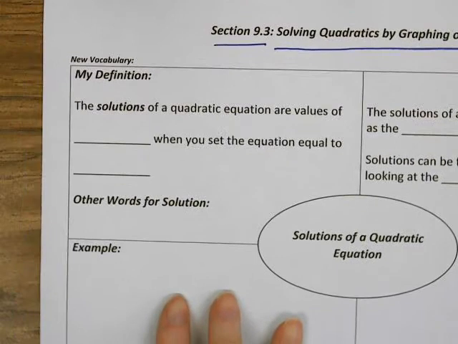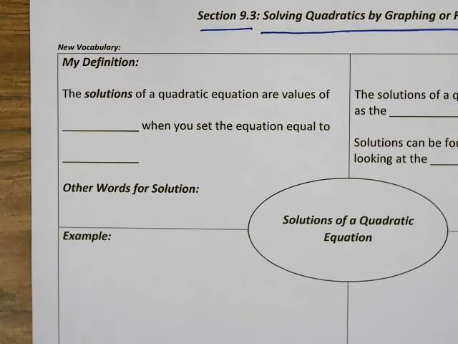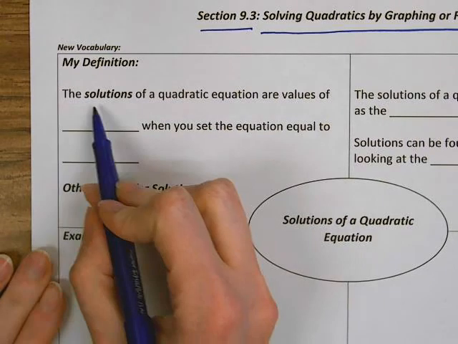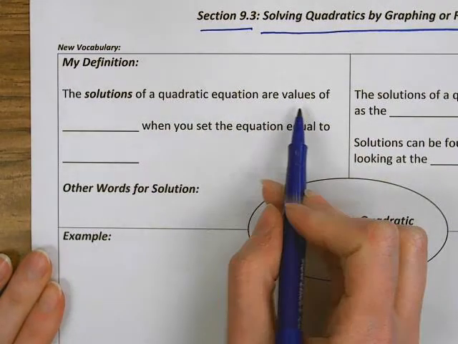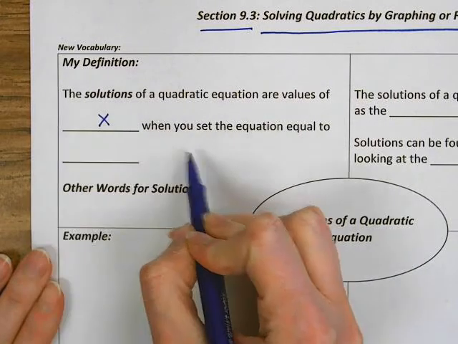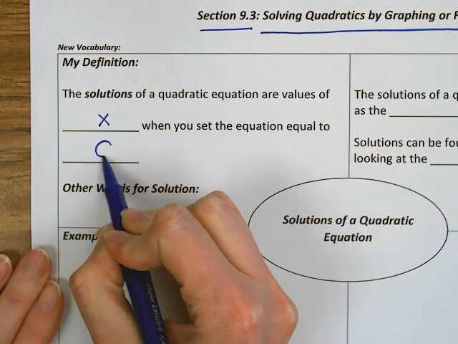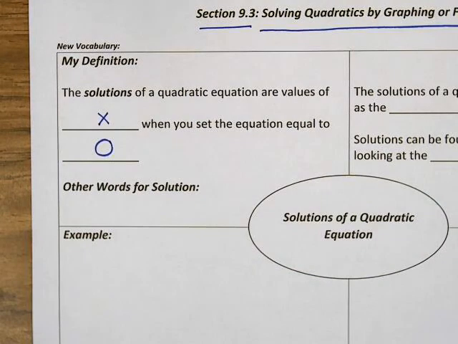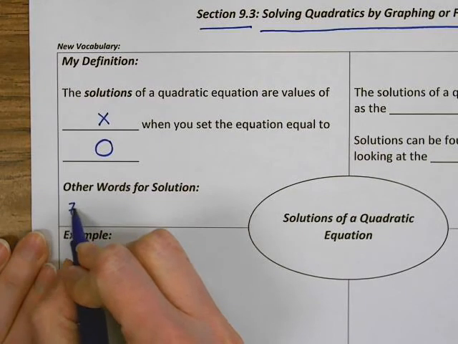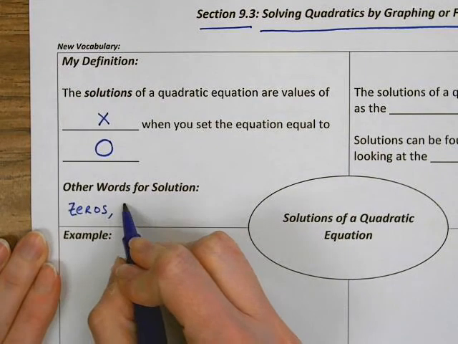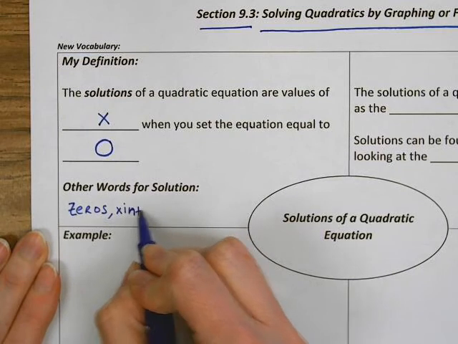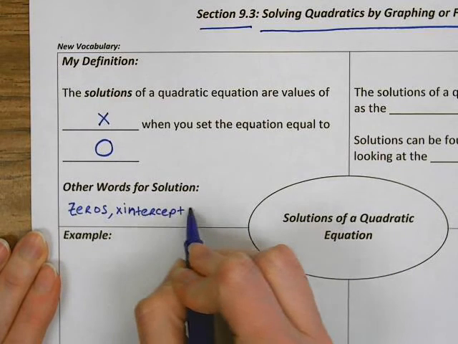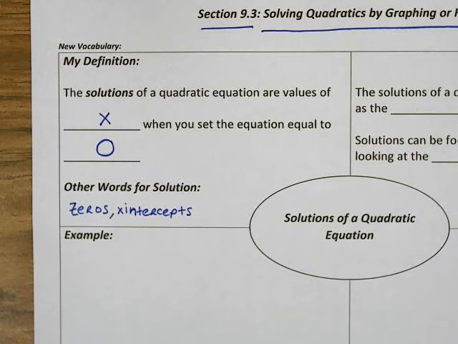So when I have you guys solve a quadratic, when I say solutions, I mean the solutions of a quadratic equation are values of x when you set the equation equal to 0. Now, some other words you might hear instead of solution could be zeros or x-intercepts or solutions. Okay, those all mean the same thing.